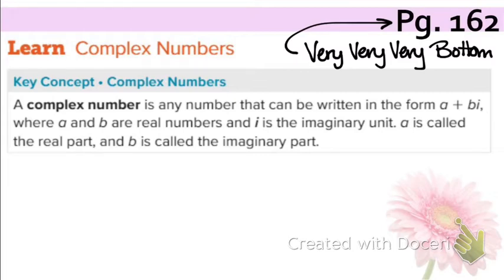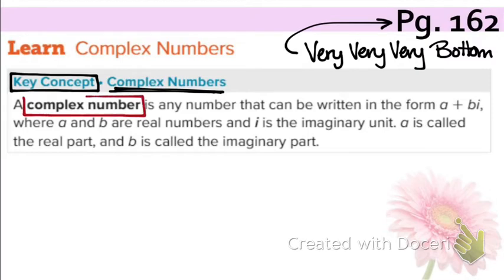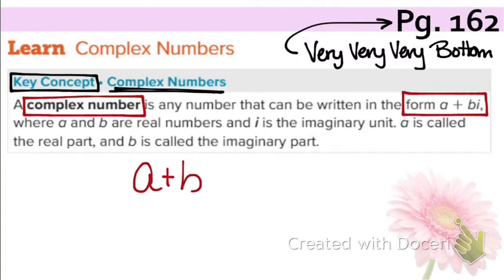There's a little box down at the bottom that says key concept, complex numbers. Complex numbers are any numbers that we can write in the form a plus bi. So a plus bi is what our complex numbers look like.